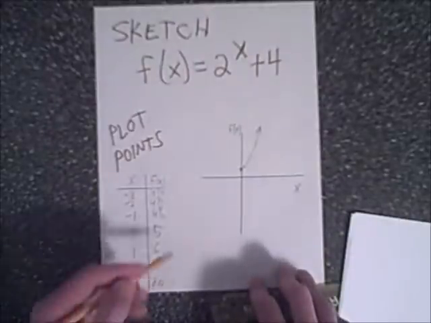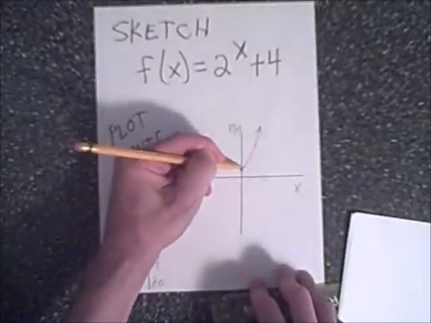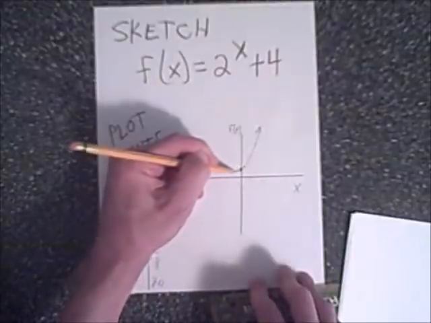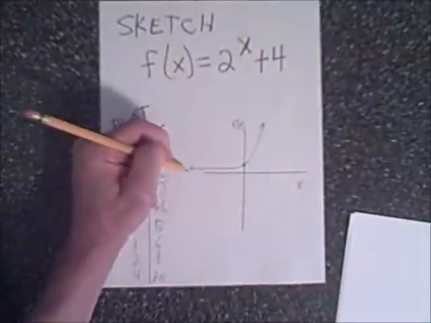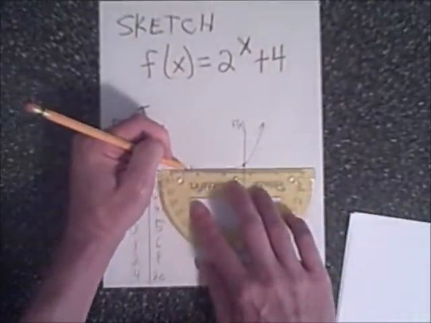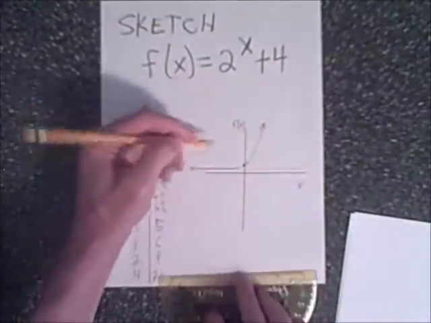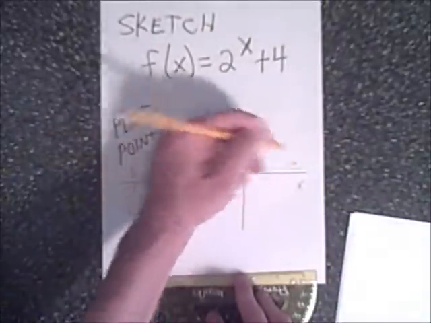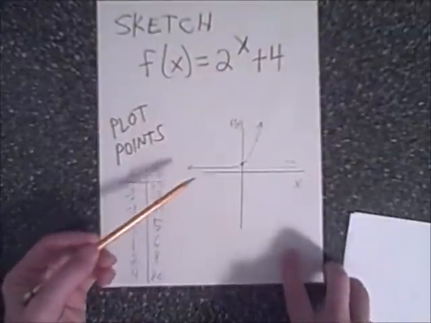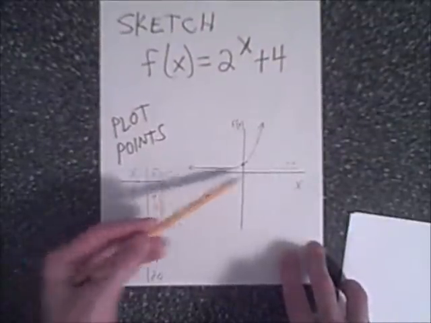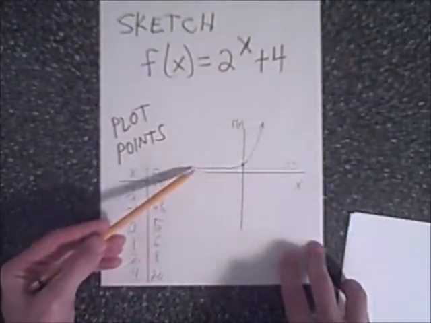And then as the x's go negative, you see how it starts approaching 4. And this actually would be a horizontal asymptote because it will never reach 4, y equals 4. And that's our sketch.